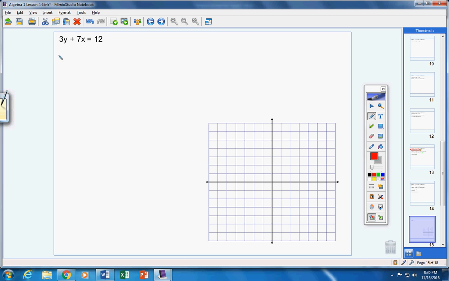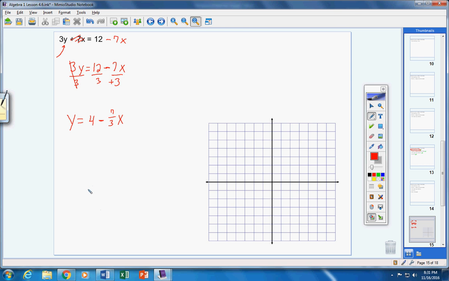Now, if I want to get y by itself or solve the equation for y, the first thing I do is I bring 7x over and I make it negative. So now I have 3y equals 12 negative 7x. Got it? Now divide each term by 3 to get y by itself, okay? 3's cancel. 12 divided by 3 is 4. A negative divided by a positive is negative 7/3.